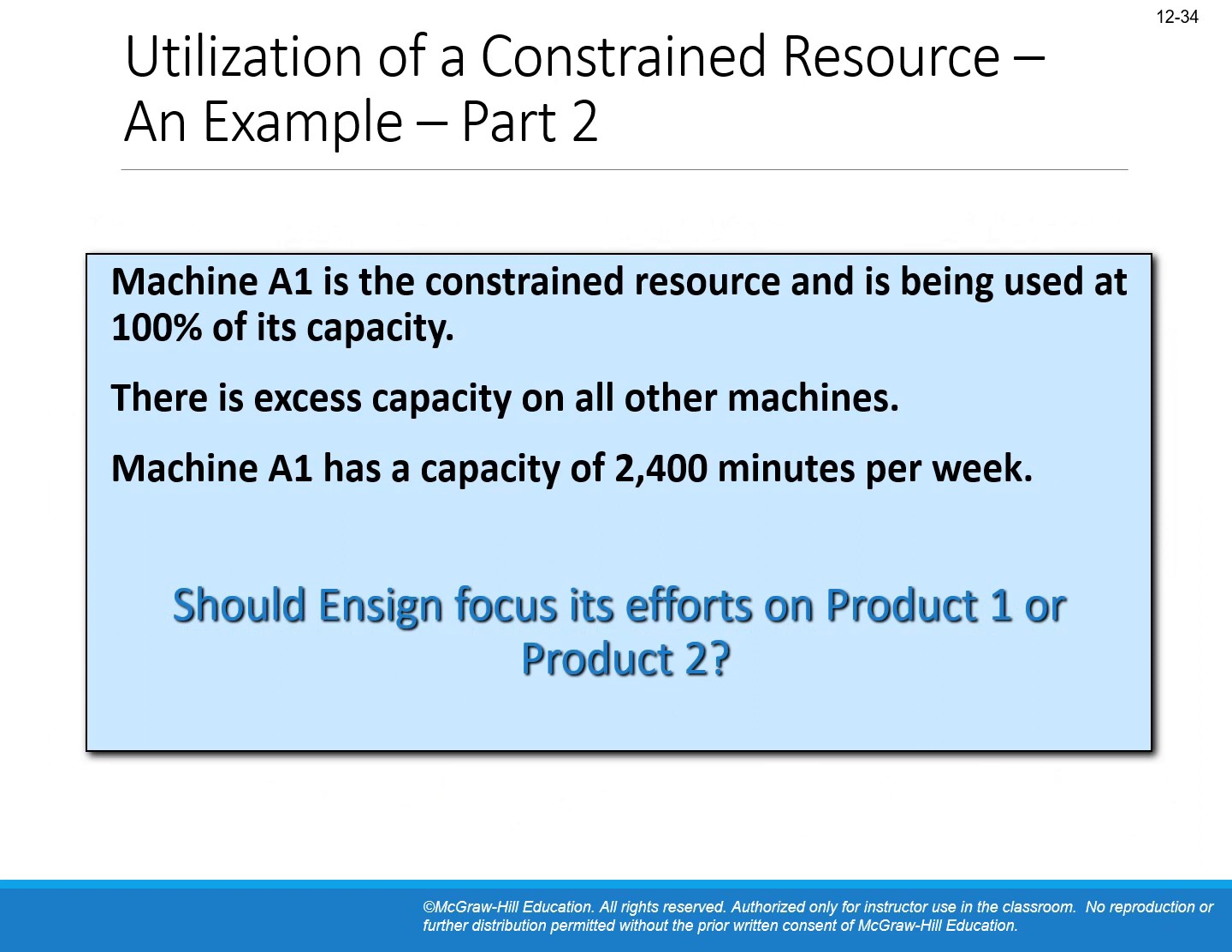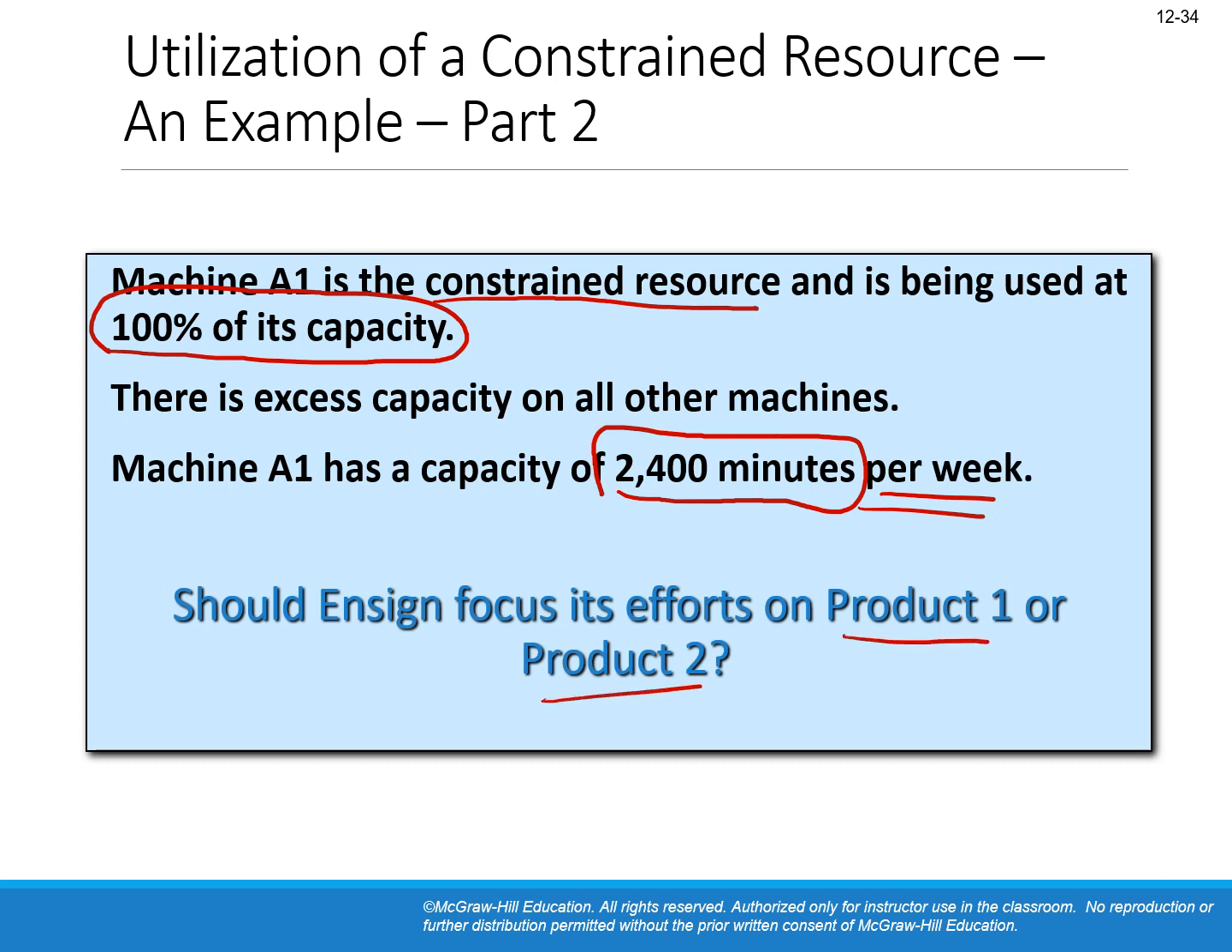So machine A1 is the constrained resource and is being used at 100% of its capacity. There is excess capacity in all other machines, so the only constraint is machine A1. Machine A1 has a capacity of 2,400 minutes per week. Should the company focus its efforts on producing product 1 or product 2? To answer the question, you need to determine which product maximizes your profit. Let's see how to do this.